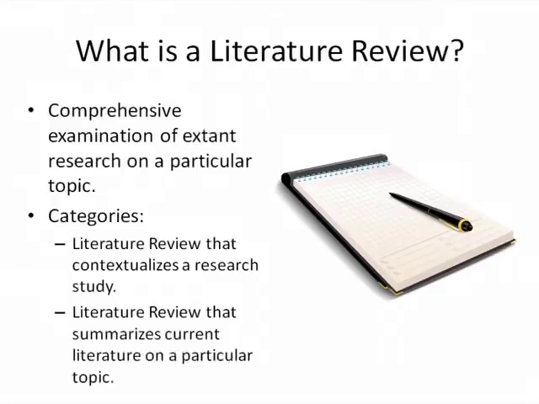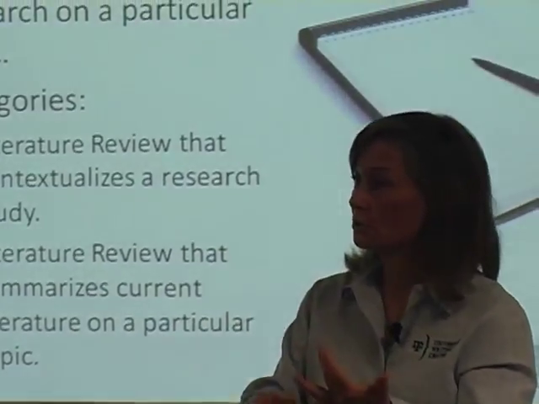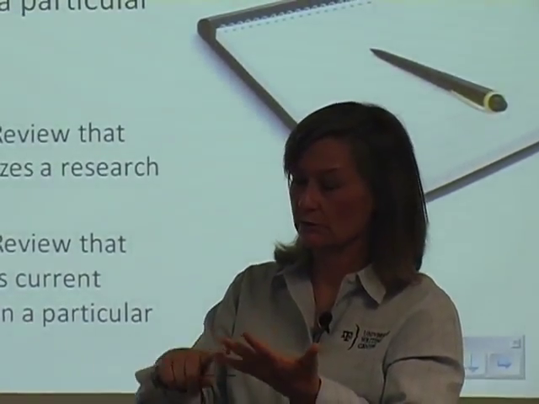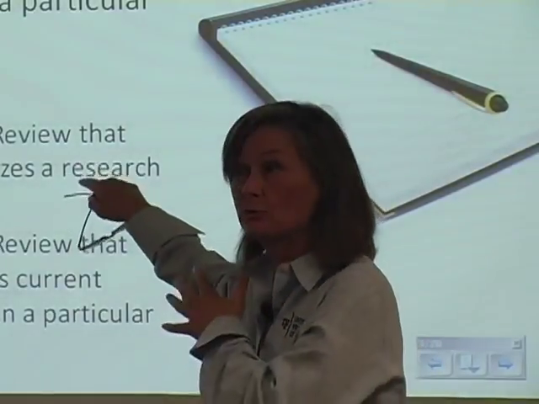There are two categories. One is a literature review that contextualizes a research study. For probably 90% of you, and I'm spitballing the statistic here, that's what you're doing. You're doing a research study in your dissertation, your thesis, whatever. Or your professor is doing a study, empirical research or whatever. You are then doing the literature review that justifies the study, correct? If it's a journal article, a dissertation, or a thesis, that's what you're doing.